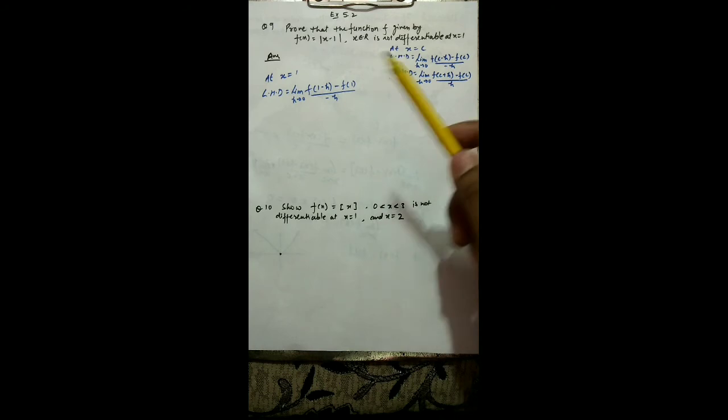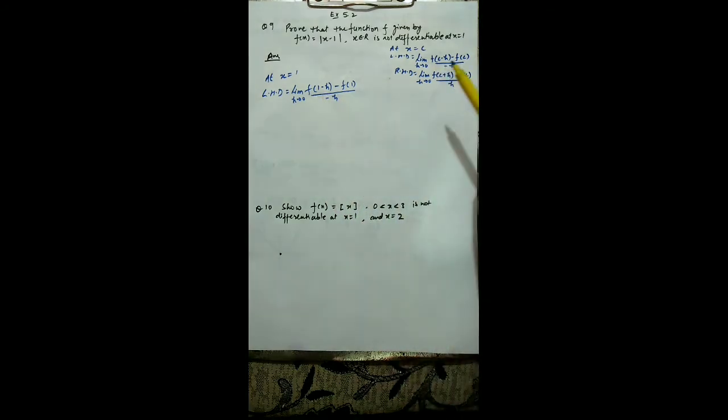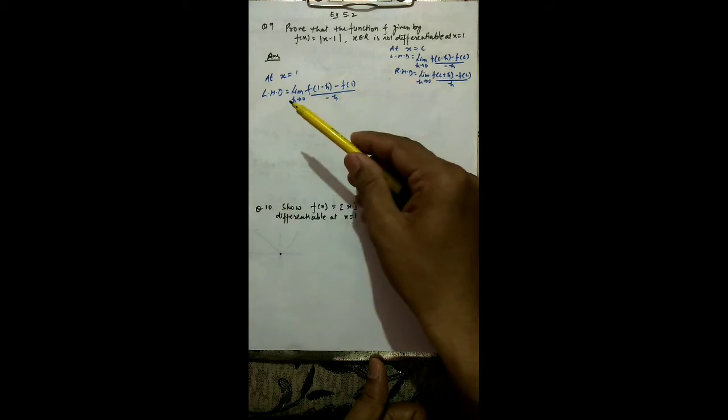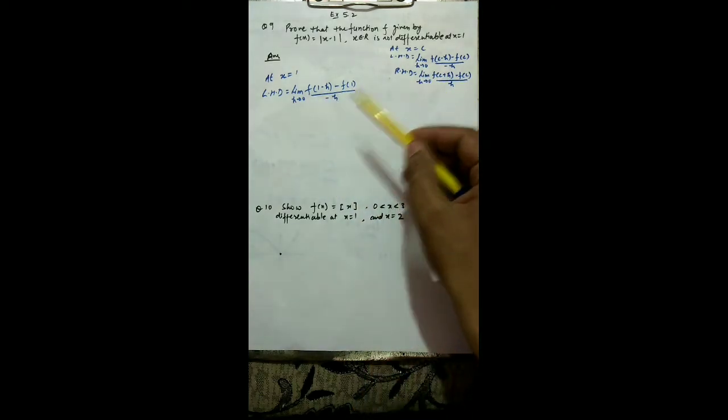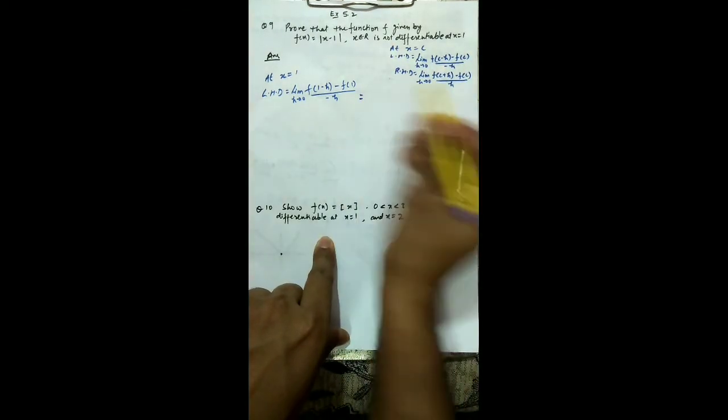Now, we have to show this through the algebraic method. First we find the left hand derivative at x equal to 1. So you see the formula. I've written the formula for a general point c. The left hand derivative is limit of f(c minus h) minus f(c) upon minus h, and the right hand derivative is limit of f(c plus h) minus f(c) upon h. I'm now taking the left hand derivative first, so this formula I've used here. Now you substitute the values.